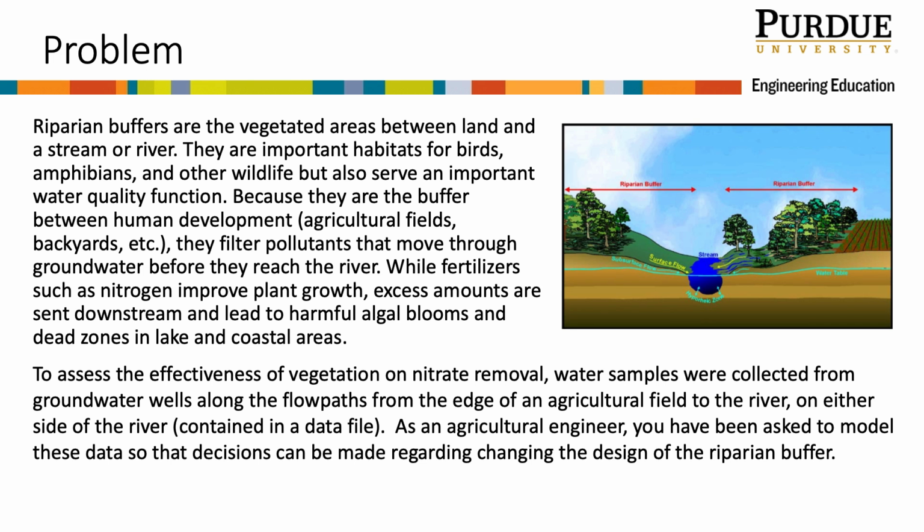To assess the effectiveness of vegetation on nitrate removal, water samples were collected from groundwater wells along the flow paths from the edge of an agricultural field to the river, on either side of the river. This is contained in a data file. As an agricultural engineer, you have been asked to model these data so that decisions can be made regarding changing the design of the riparian buffer.